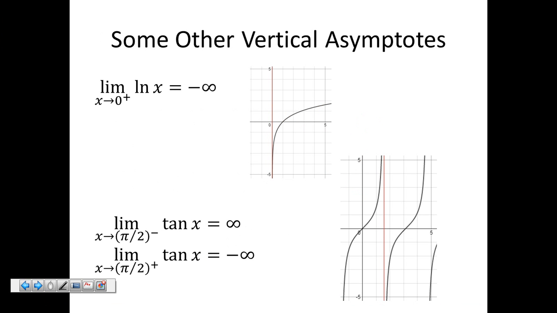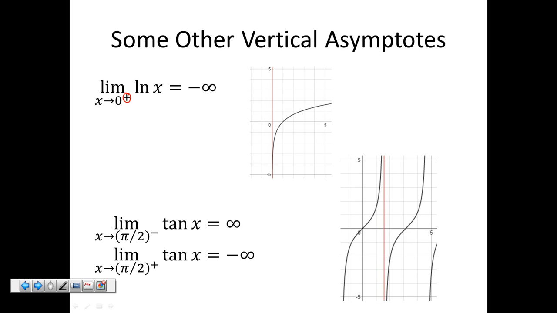Okay, so let's take a look at some other vertical asymptotes. So these are specific examples just for you to think about. When we take the limit as x approaches 0 from the right of our natural log function, it equals negative infinity. And if you graph that function, we see that vertical asymptote at 0, and the graph is going down to it.